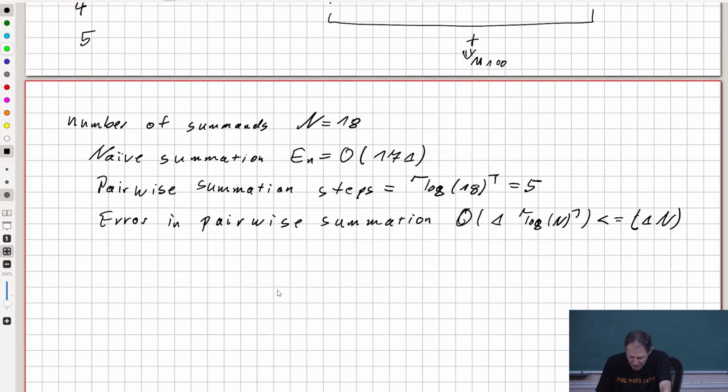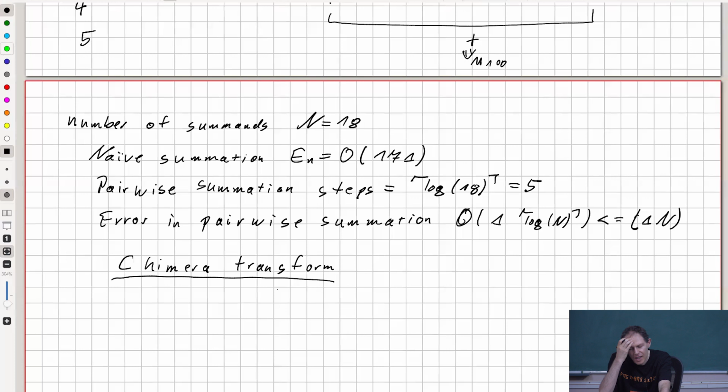Okay, so this brings us to the chimera transform, which is a little bit more specific to the Lattice-Boltzmann methods. In our collision kernel, we actually do a lot of these sums. And one particular case when we have to do a lot of sums is when we compute the central moments from which we then compute the cumulants.